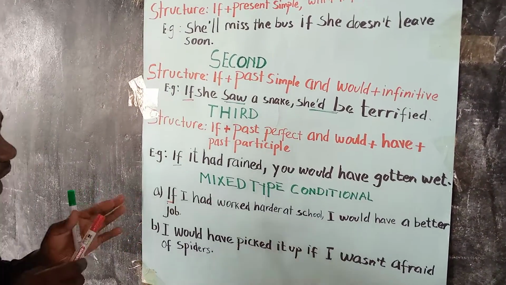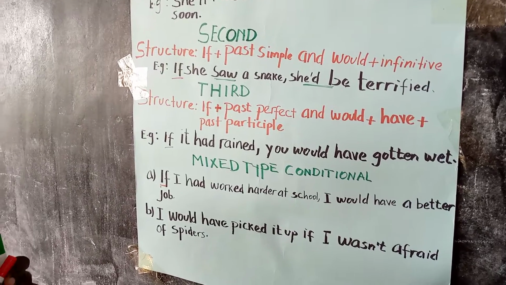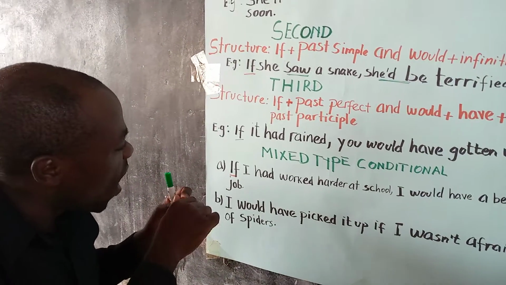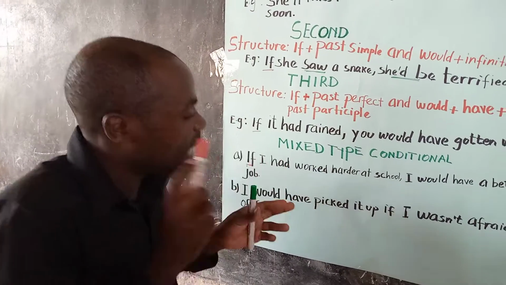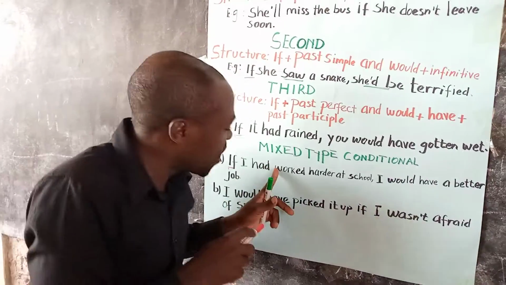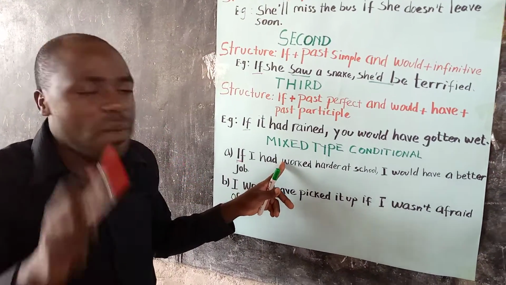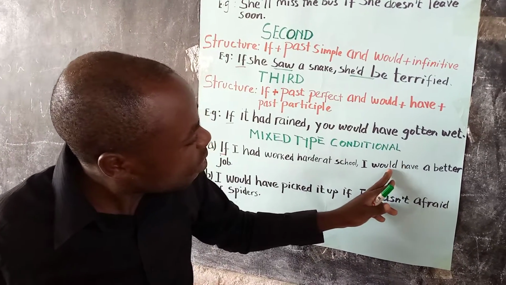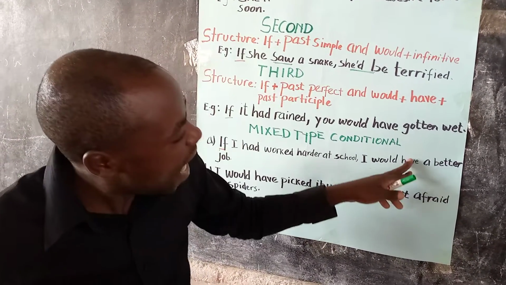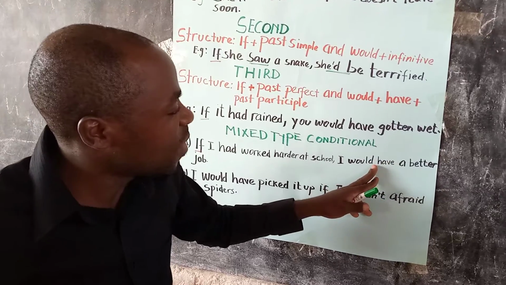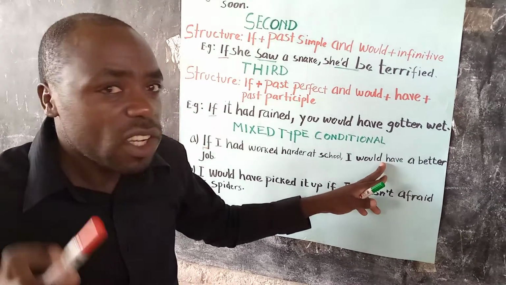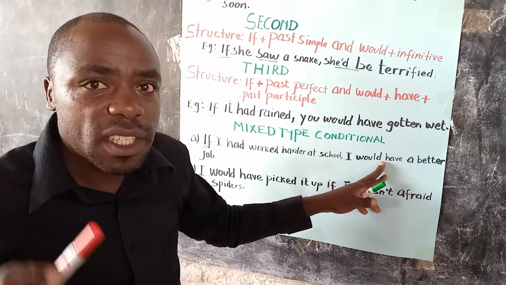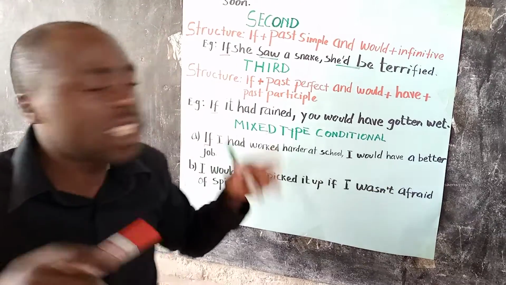So when you try to analyze this sentence, you see here we have had worked. So this is what I can call past perfect. In the second sentence, we have would plus have. So this means this is the conditional tense. So this is conditional.